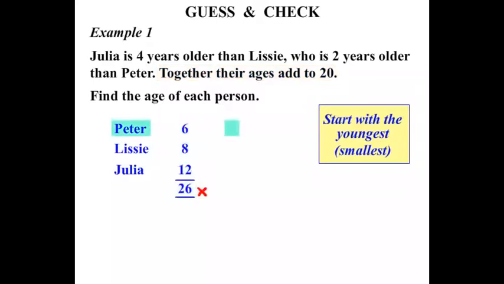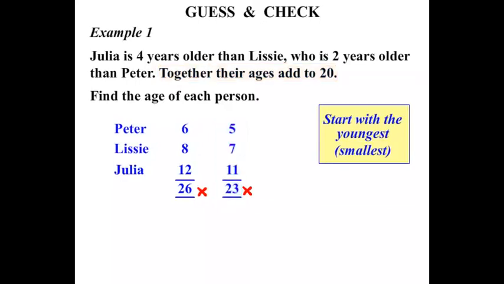Our next guess then, okay, if we're a little bit high, let's guess a little bit lower. So let's say Peter was 5. Going through our information, Lissy, 2 years older, would be 7. And Julia, 4 years older than Lissy, would be 11. All right, we need to add them to get to 20. Let's see how we go. Adding them, we get 23. Not quite right, but we're getting close. I'm sure we'll get it next time.